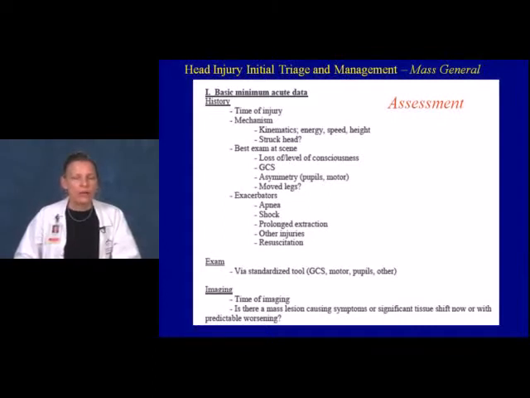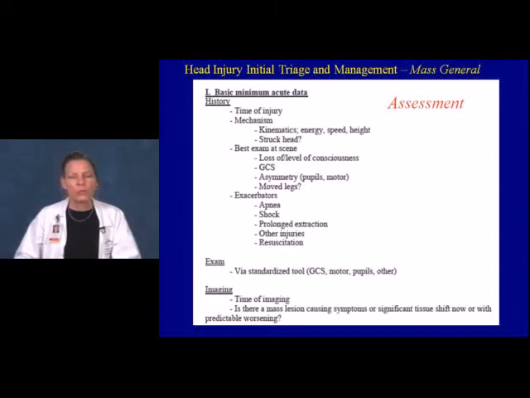Once the patient arrives at the hospital, we'd like to know what's the exam via a standardized tool. As mentioned, the Glasgow Coma score is important but insufficient, so we also need a good motor exam comparing the two sides of the body and upper and lower extremities, as well as cranial nerves, the pupils, and other basic things that one does routinely in a neurologic exam.